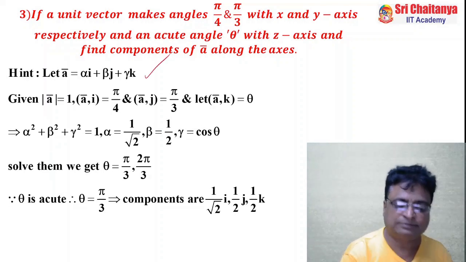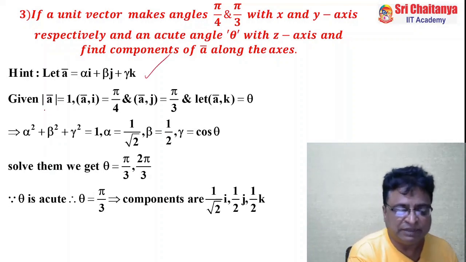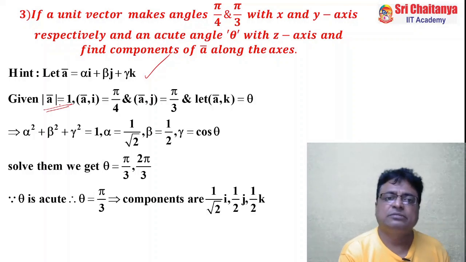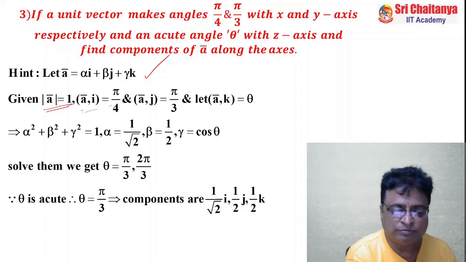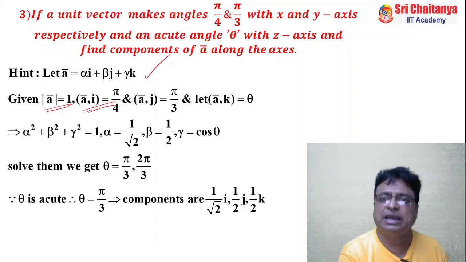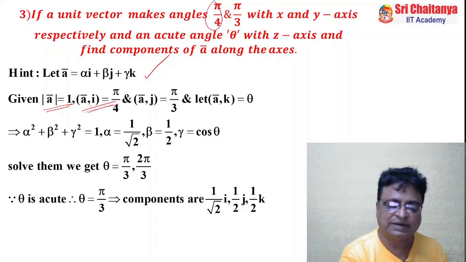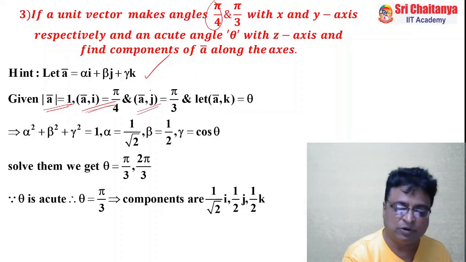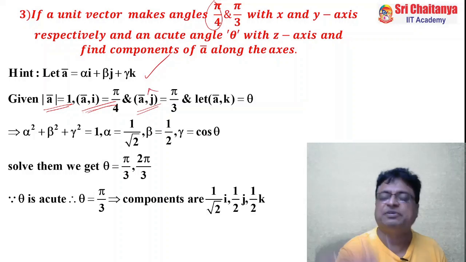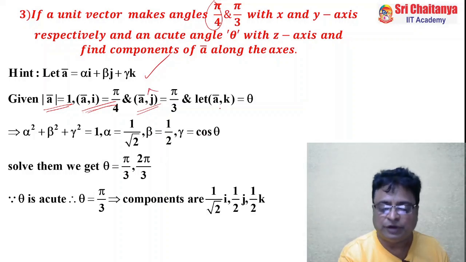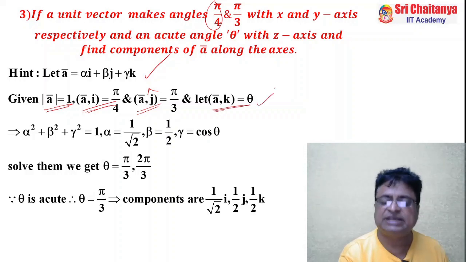Suppose this is my vector. Given that it is a unit vector, so length is 1. Angle between these two is pi by 4 because angle between x-axis and the vector is pi by 4. That means angle between this vector and unit vector along x-axis i is pi by 4. And angle between this vector and y-axis is pi by 3, that means angle between a bar and j cap is equal to pi by 3, because j cap is the unit vector along y-axis. And angle between these two is theta, which is given.